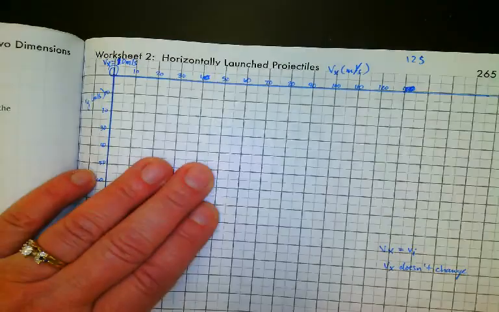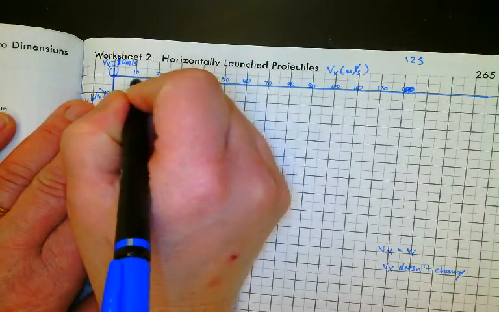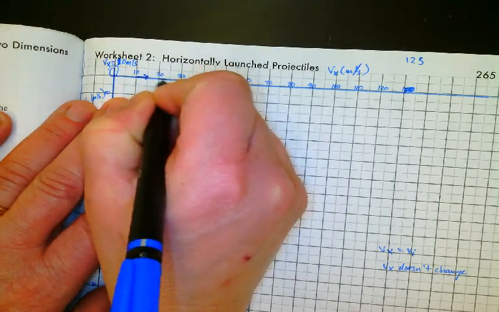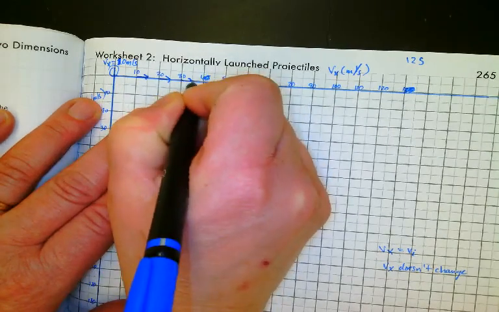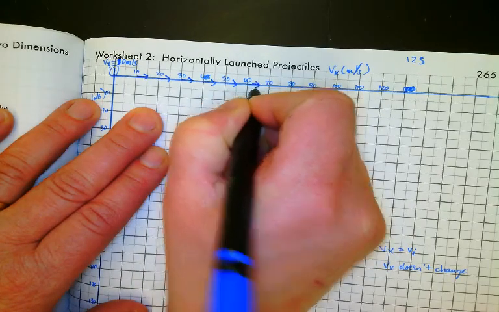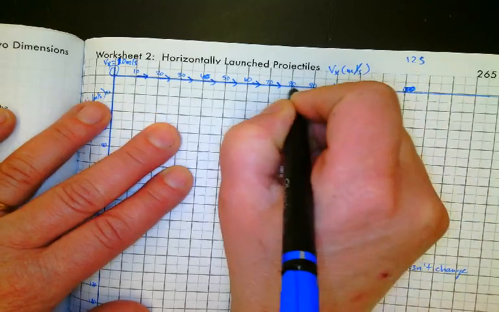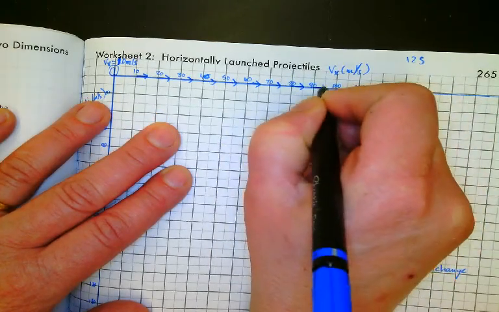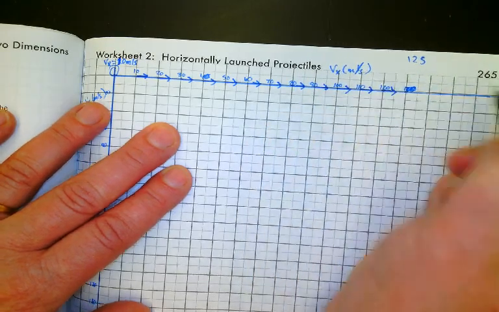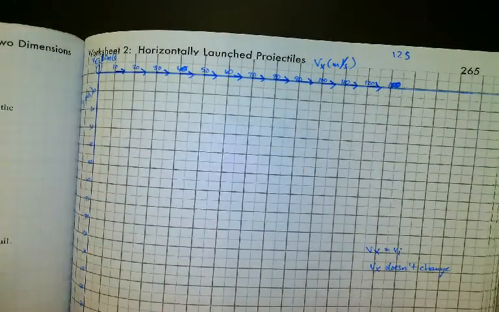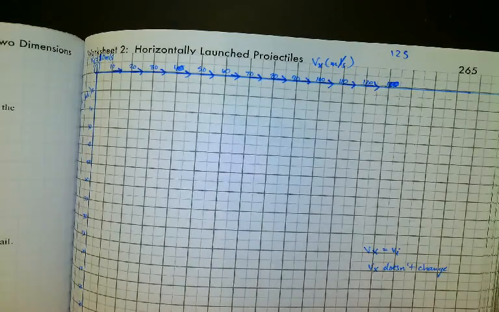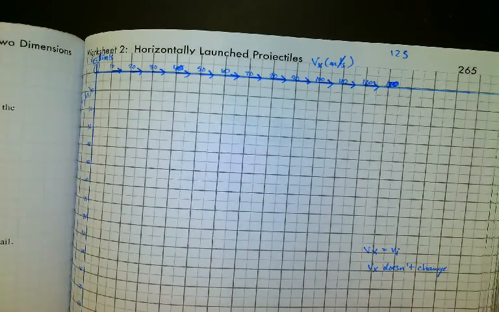With your different color, you need to draw how long you're going to make your Vx. Are you going to make it 1 box long or 2 boxes long? It's your choice, but you've got to be consistent. So that's our Vx. The moral of the story is Vx doesn't change. Vy does, because that's what we were calculating for homework today.